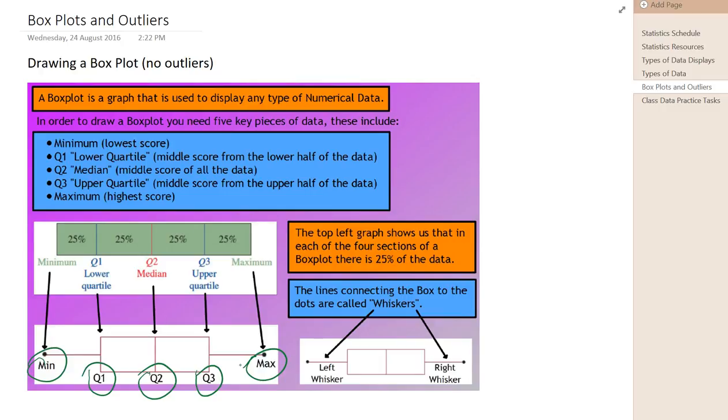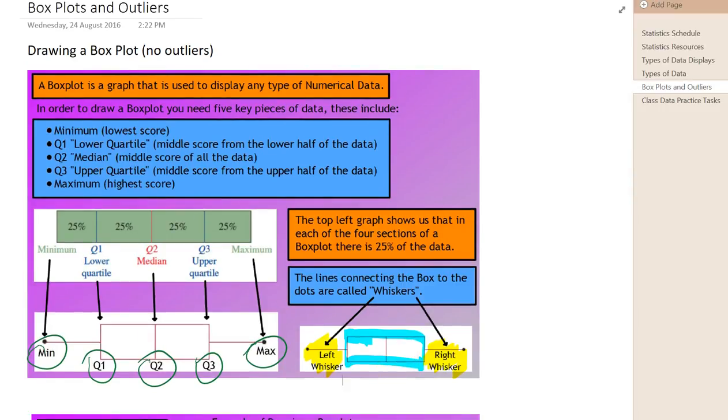From there you can find your lower quartile value by finding the middle score from the lower half of the data. You can find your upper quartile score by finding the middle score from the upper half of the data. The other components of a box plot include the left whisker and the right whisker, and the middle section is our box.